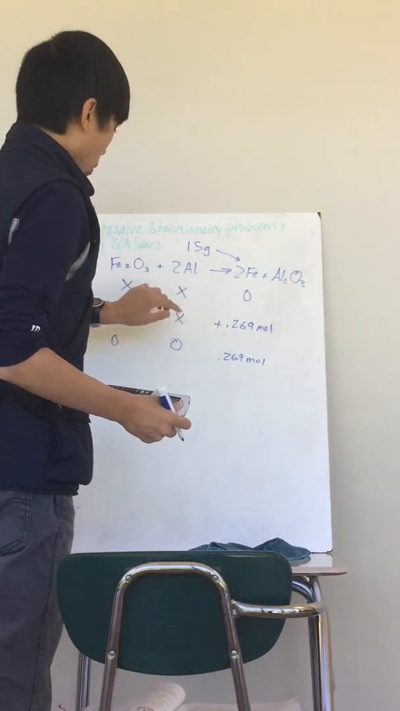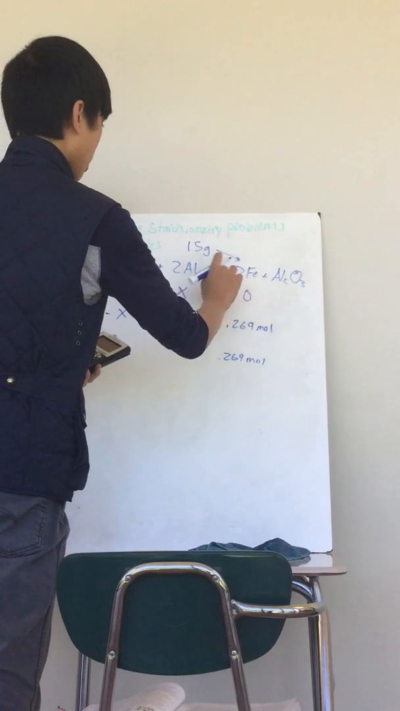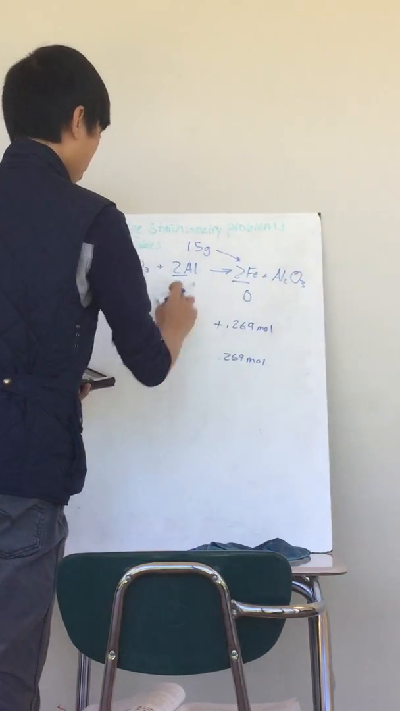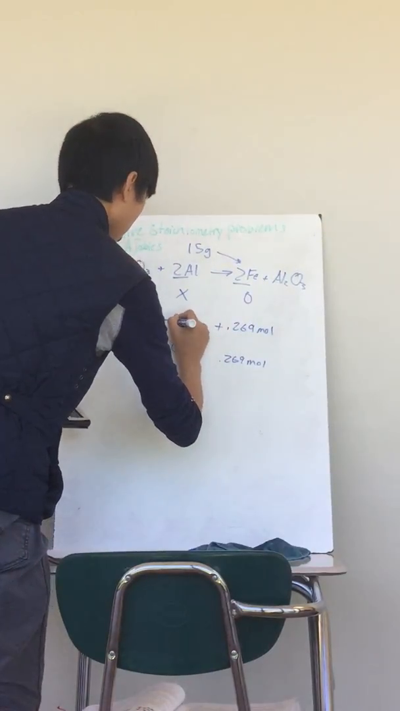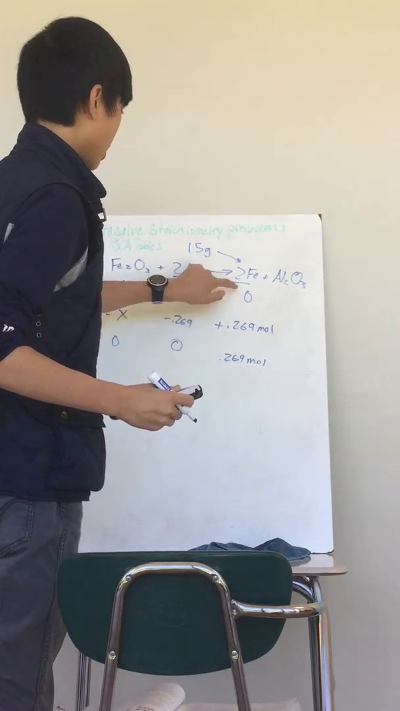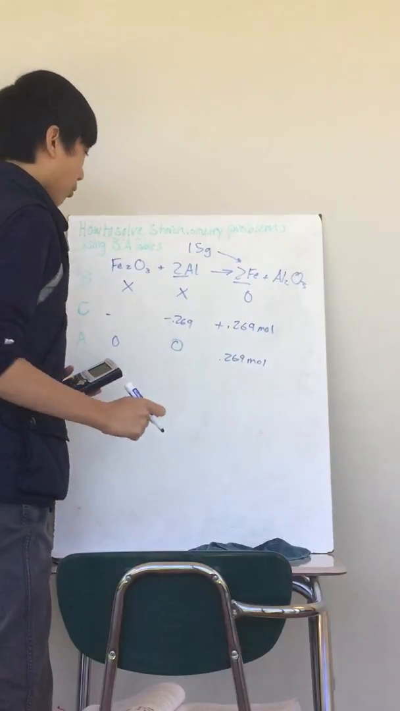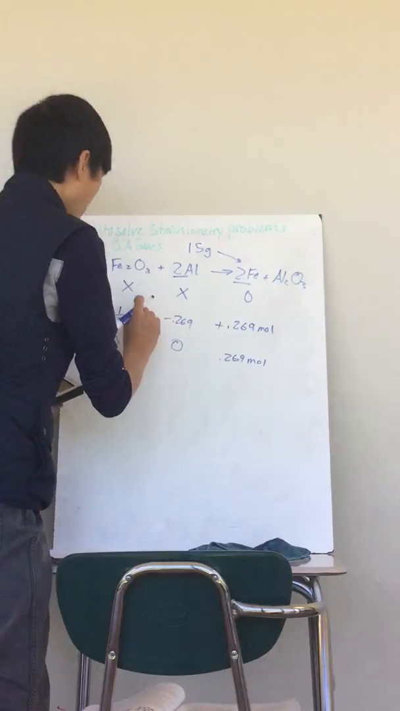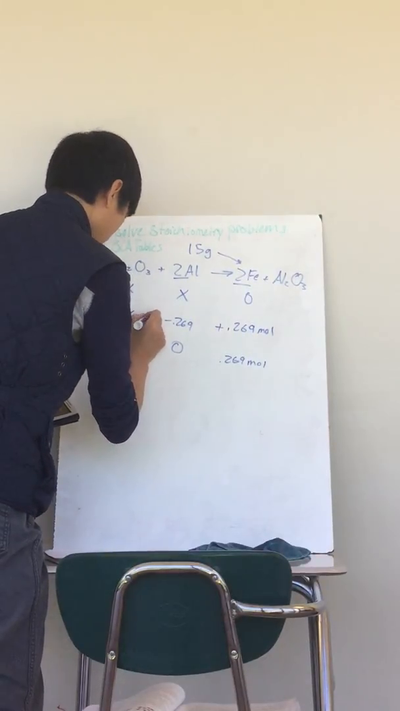In order to convert this back to this: this is 2Al, this is 2Fe, so it's a 1-to-1 ratio. So this will be minus 0.269. For the Fe2O3, you look at this, it's 2-to-1. Therefore, you have to divide it by 2. So it's 1/2 x, which in this case we established is 0.269.